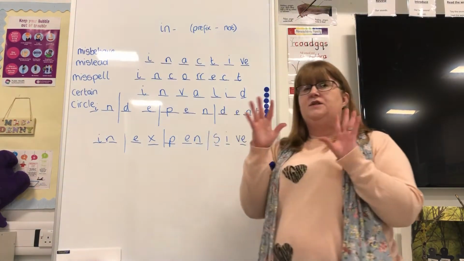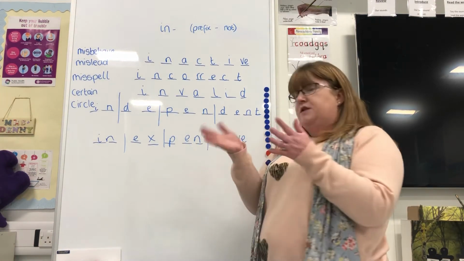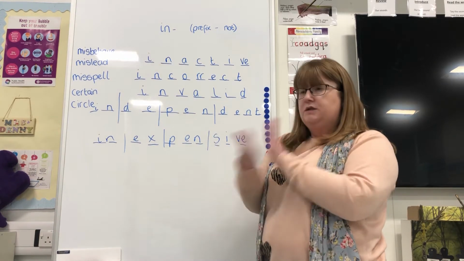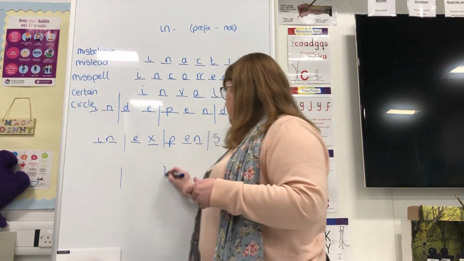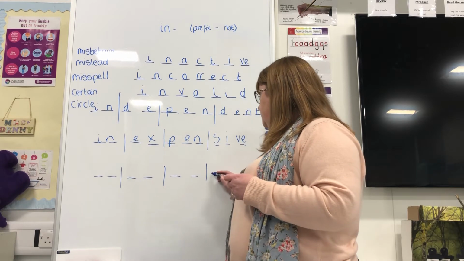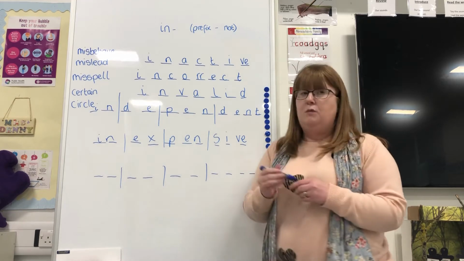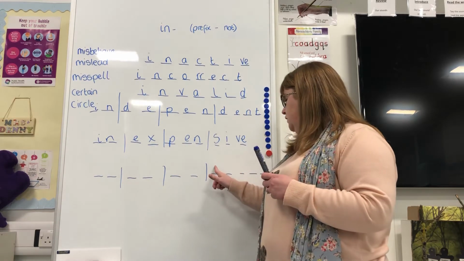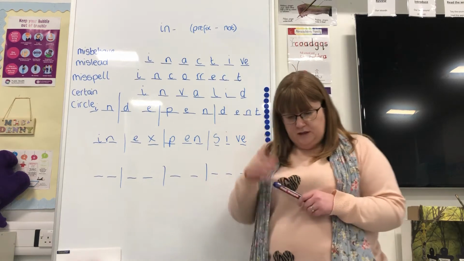Next one is insufficient, so it means you haven't got enough. So it's not enough. This is quite a long one, so you might want to break it down by clapping the syllables. So insufficient, you've got 4 syllables, if that helps. So we've got I, N, S, U, F, F, I, SH, E, N, T. Okay, that's just to give you a hand.